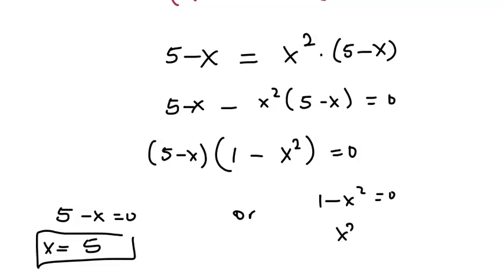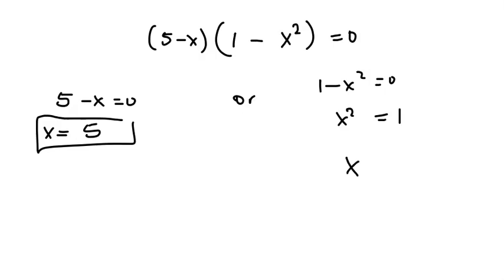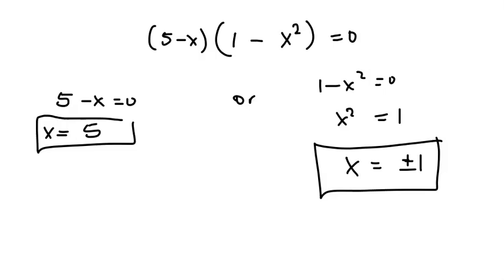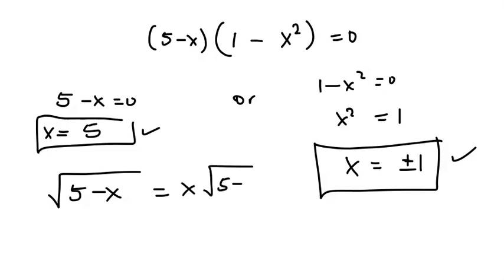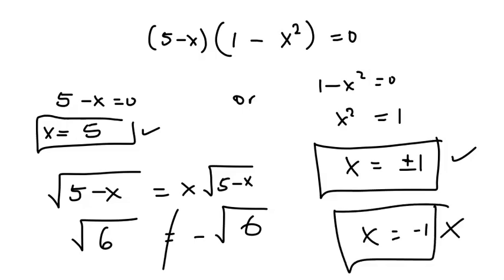And what about this one? You say that x squared is equal to 1, and we take the square root on both sides. You will find out that this one gives us three integer solutions, right? x is equal to plus or minus 1, and x is equal to 5. So let us see the solution which is extraneous, right? Remember that the square root of 5 minus x is equal to x times the square root of 5 minus x. So what happens when x is equal to negative 1? So you have here 5 minus negative 1 will give us square root of 6 is equal to negative square root of 6. This is not true. Therefore, x is equal to negative 1 is not a solution.